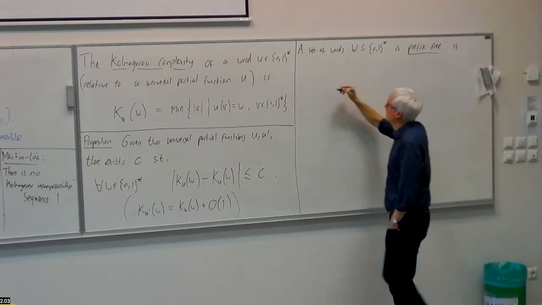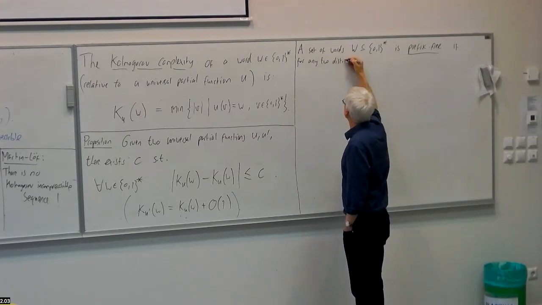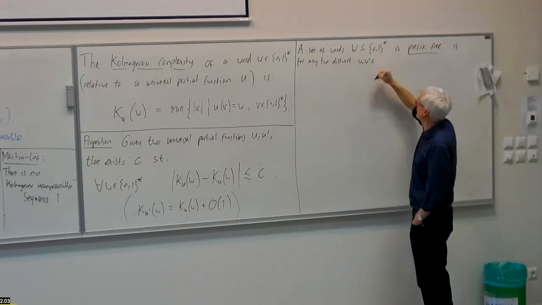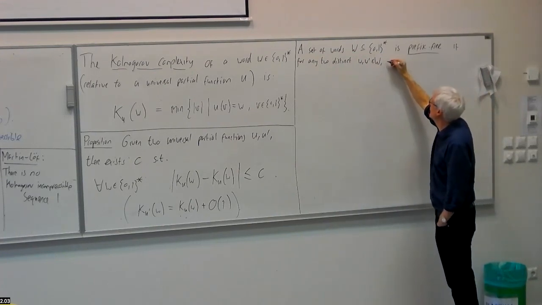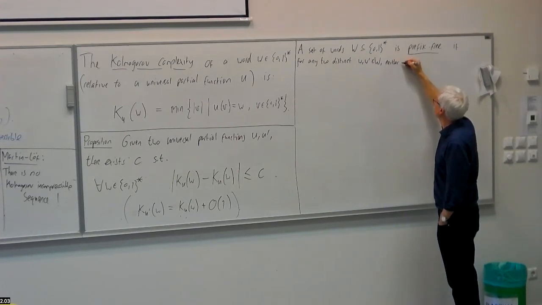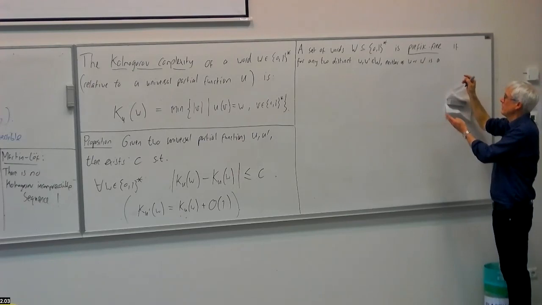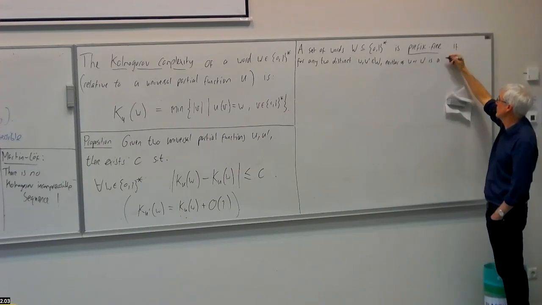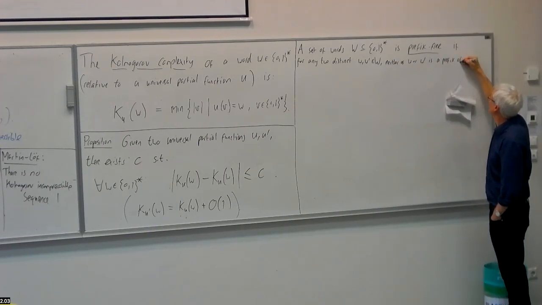If for any two distinct words, so distinct means different, they're not equal to each other, little w and little w prime in the set capital W, neither of w or w prime is a prefix of the other. Remember, a prefix means w is a prefix of w prime if the word w prime starts with the characters of the word w, and then potentially carries on afterwards beyond w.